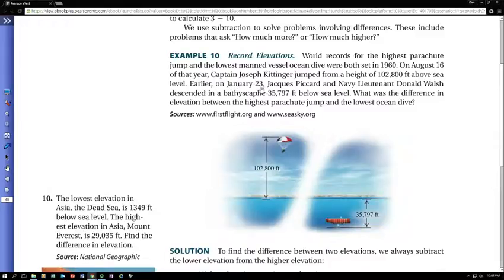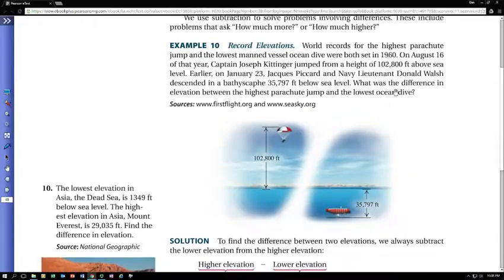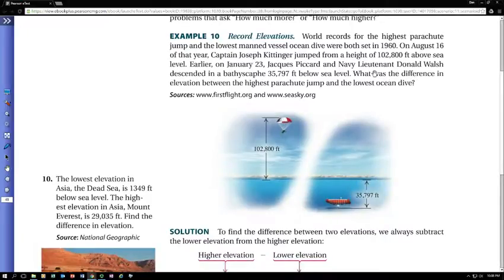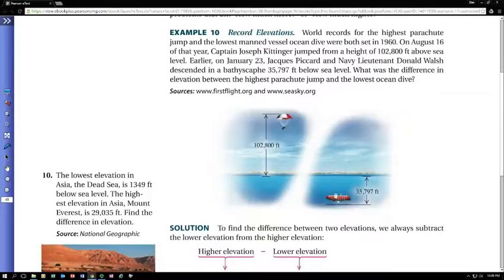And earlier in January 23rd, Jacques Piccard, I can't remember how you spell. I remember watching him on TV all the time. And oh no, that's somebody else I'm thinking of. Yeah, never mind. And this Donald Walsh descended into this diving thing, 35,797 feet below sea level. You know, what is that? That's about seven miles probably down.